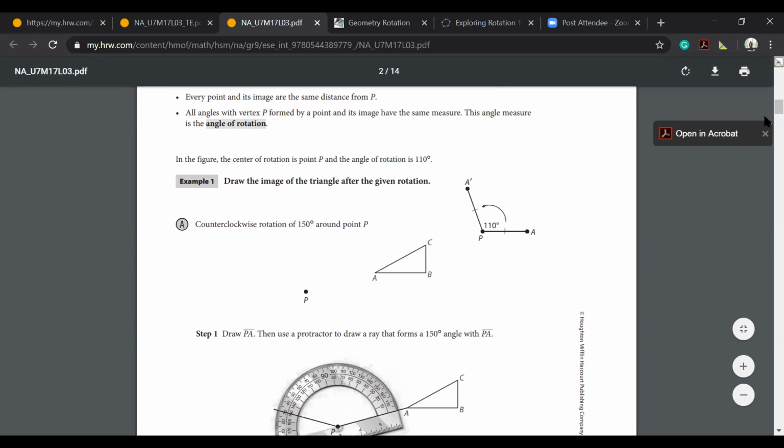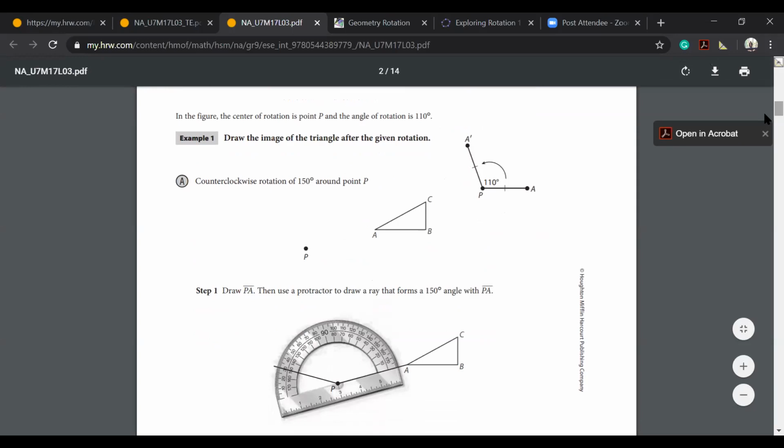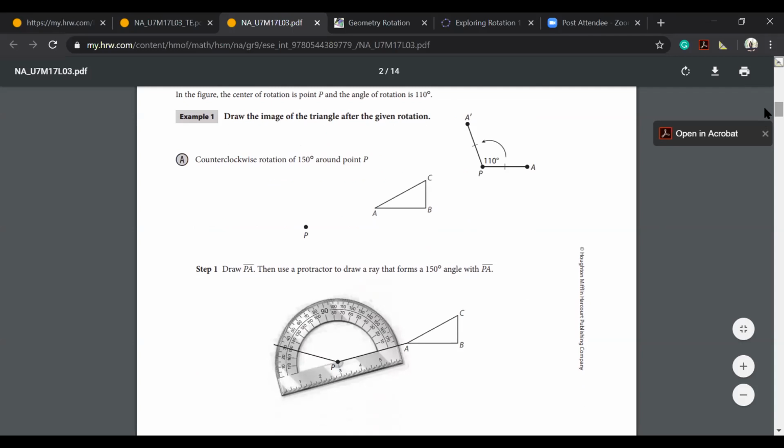Okay, the first thing that you have to know, step one, is that I'm going to be rotating point by point. I'm going to be rotating point A, then point B, then point C. We are going to go through the two rules we have said: every point and its image are the same distance from P, and all of them rotate by the same angle. So the first thing you have to do is make sure that the image and the pre-image will be the same distance from P. How can I do this?